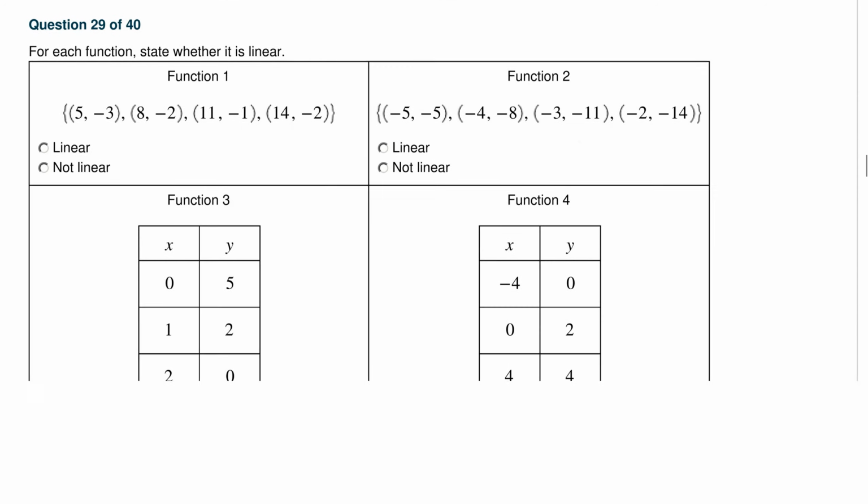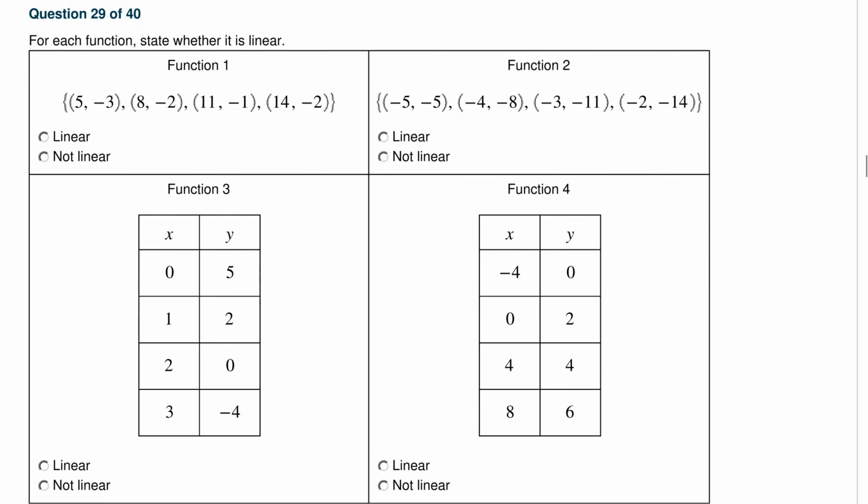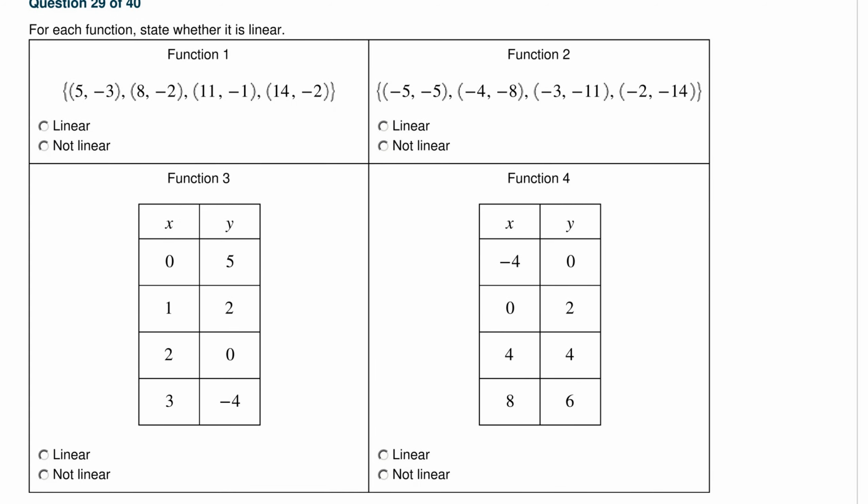Number 29, for each function, state whether it is linear or not. This sounds familiar. We did this before. A linear equation is one where all points increase or decrease consistently with the same pattern. I think it makes more sense if I start with functions 3 and 4, and then go back to functions 1 and 2, because it's more visual with 3 and 4 than 1 and 2.